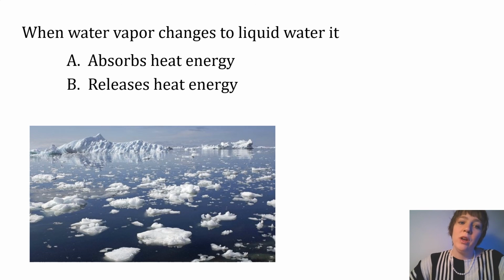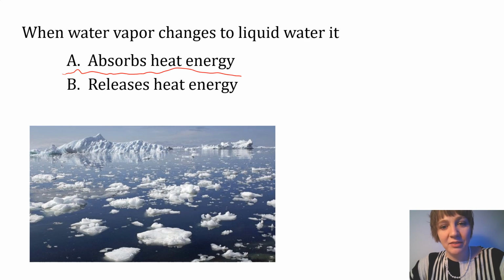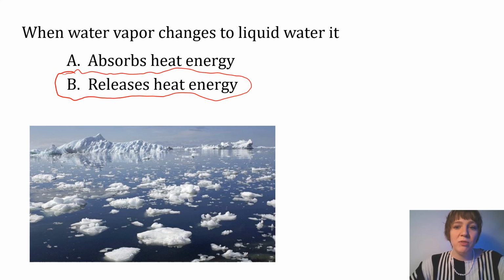Final question. When water vapor changes to liquid water, does it A, absorb heat energy, or B, release heat energy? In order to get a vapor, which has a lot of energy, to be a liquid, you're going to have to remove some of that heat energy. So taking a water vapor and turning it into a liquid is actually going to release heat into the surroundings. And of course, the term for this phase change is condensation.